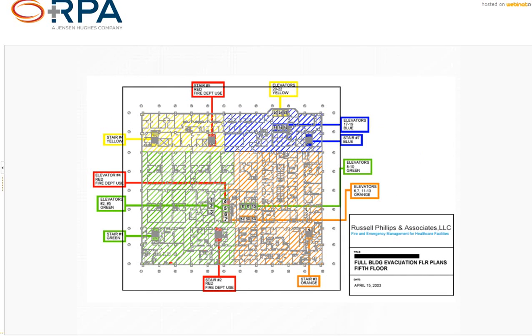In larger scale facilities, your plans start to get more like this as we start looking at multiple areas, multiple elevators, multiple stairwells, but we can color code them to be able to figure out how that evacuation is going to start to take place.